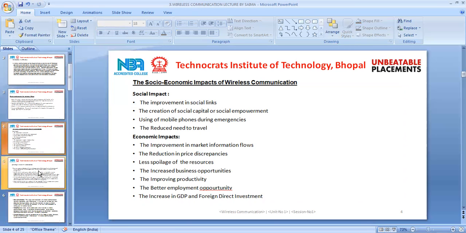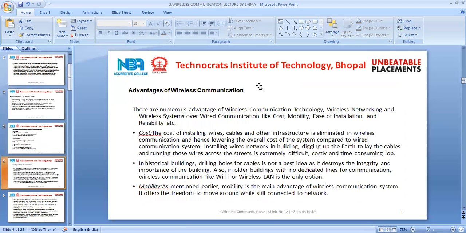Now, next slide. What should be the advantages of wireless communications? Then I must say that there are a number of advantages of the wireless communication technology. And apart from that, what type of wireless communication do we have? It should have wireless networking and wireless system over wired communication, like cost, mobility, ease of installation, and reliability.